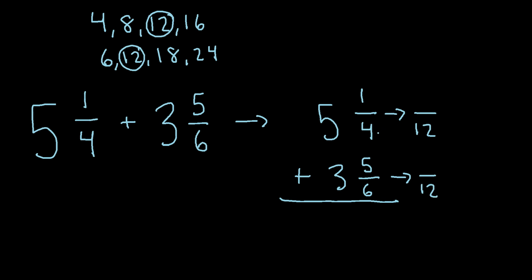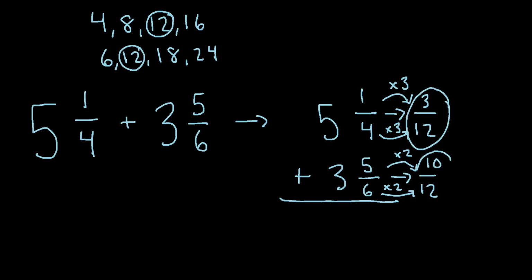So for this first fraction, to go from 4 to 12, what do we have to do? We have to multiply by 3. So whatever we do in the denominator, we also have to do in the numerator. So we need to do 1 times 3, which is 3. So 1/4 becomes 3/12. Now for this fraction, to go from 6 to 12, what do we have to do? We have to multiply by 2. So we'll do the same thing in the numerator. We'll do 5 times 2, which is 10. So now these two fractions have the same denominator, so they become very easy to add. So let's do 3/12 plus 10/12, that's 13/12.